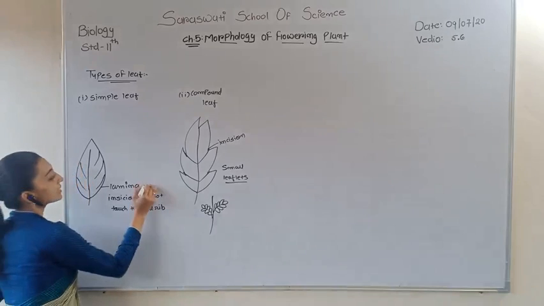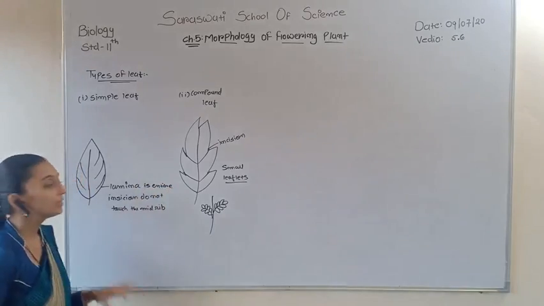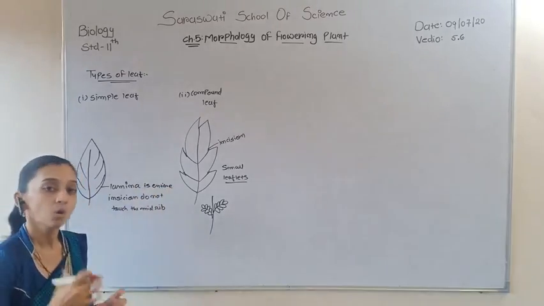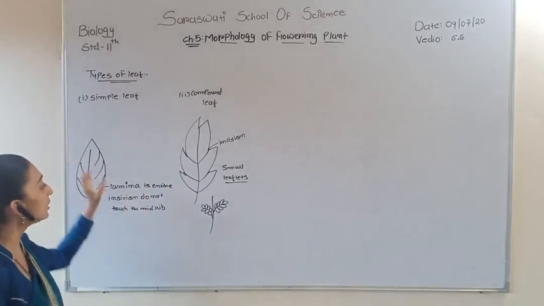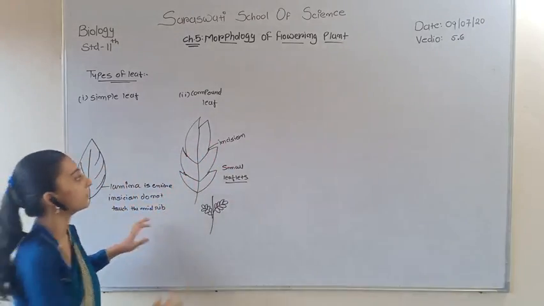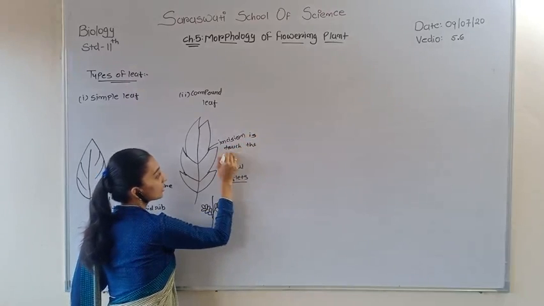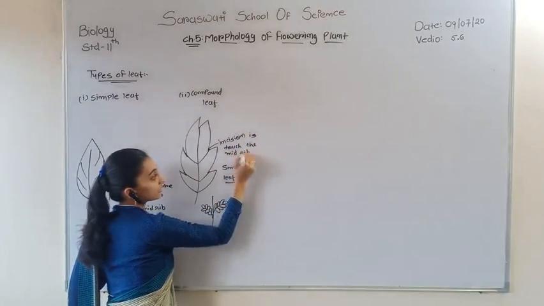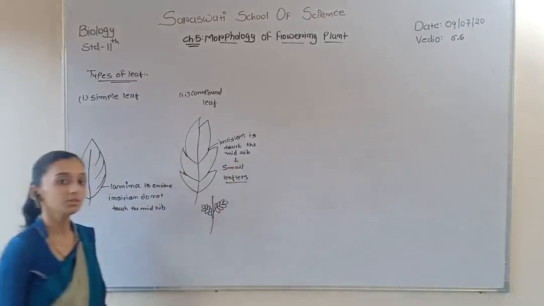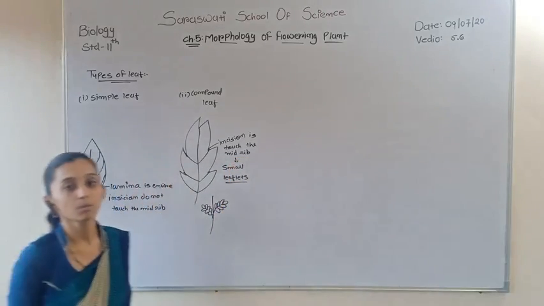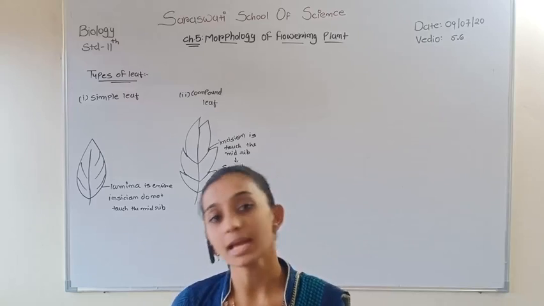If the lamina is entire and the incision does not touch the midrib and the whole lamina is single, it is known as a simple leaf. But if the incision touches the midrib and the lamina is divided into small leaflets, it is known as a compound leaf. So here we have to study two types of leaves, simple leaves and compound leaves.